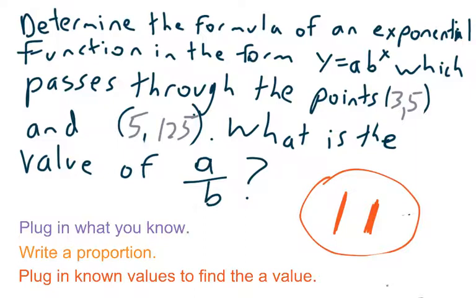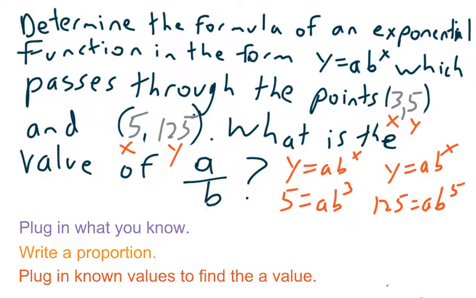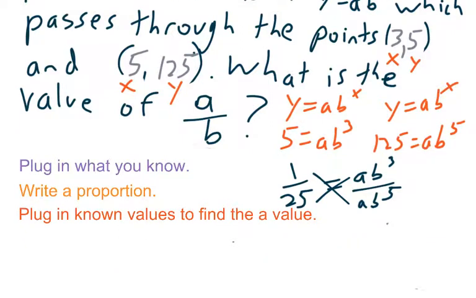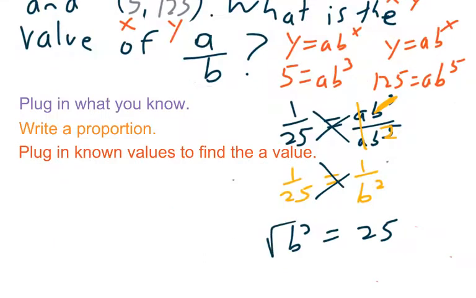And now for the solution. So we plugged in the x and the y, and we should have got 5 equals ab to the third, and 125 equals ab to the fifth. Then we wrote the proportion and got 5 over 125, which reduces to 1 over 25. And then we cross multiply. But before we do, we have to cancel the a's and then cancel the b's. And all the b's cancel, and then there's 2 left on the bottom. So really it becomes 1 over 25 equals 1 over b squared. Then we take the square root and we get b equals 5.